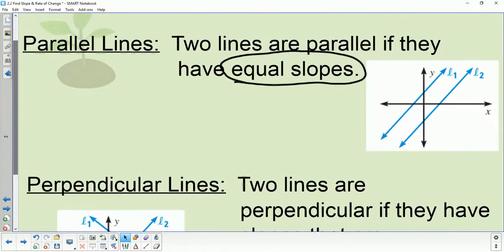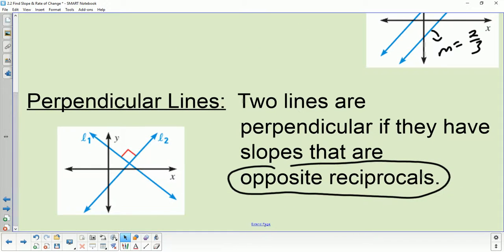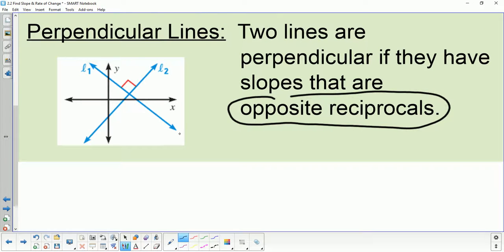So real quick, going back to parallel, I could say these are both positive slopes, so maybe we have a slope of 2 over 3. If I know this line, L1, has a slope of 2 over 3, then I know L2 must also have a slope of 2 over 3 because they're parallel and they are equal. Now the opposite reciprocals piece, what we want to add here, if we know that the slope of L1, it's negative, so I'm going to say negative 2 over 5. And I'm just making that up. That may not actually be the slope.